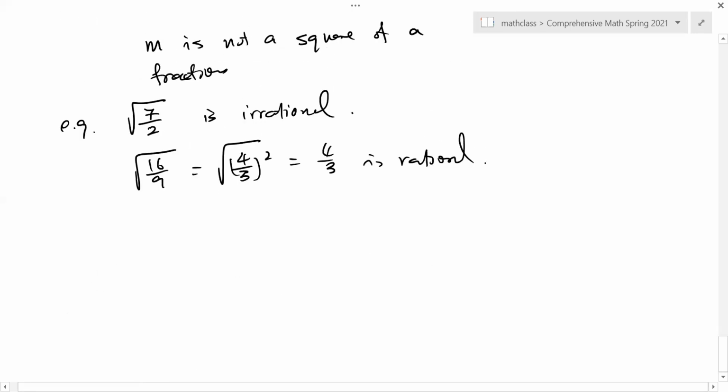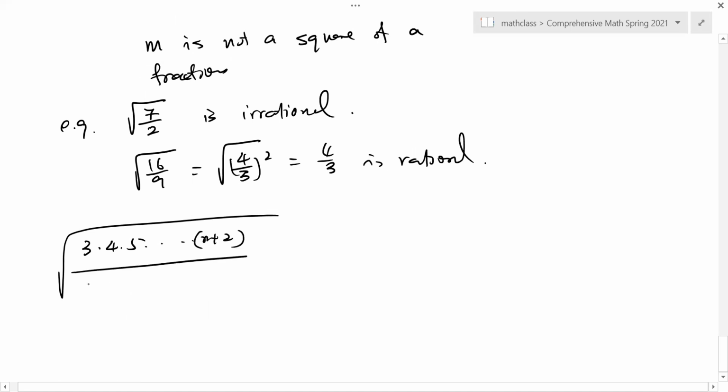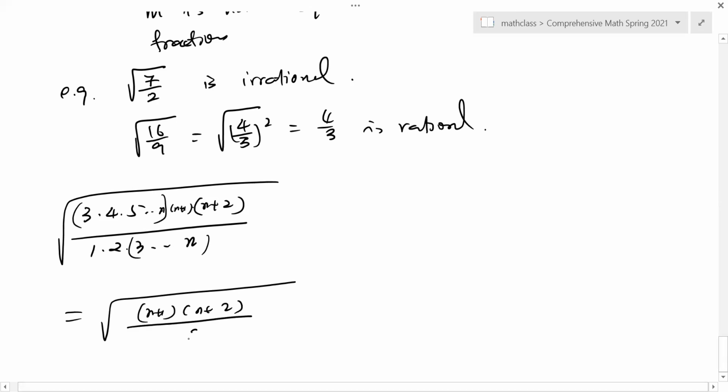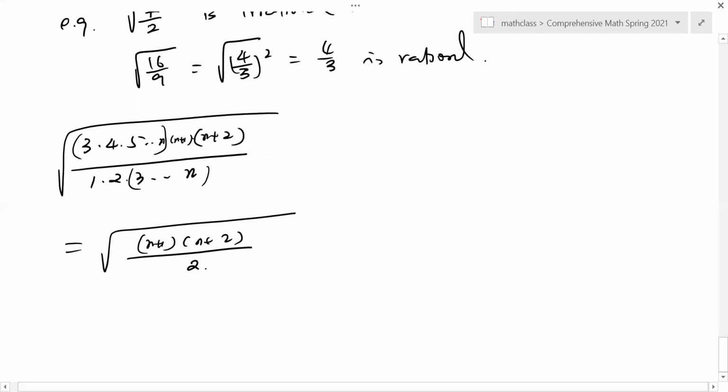Let's take a look at this. You have to simplify. The denominator is dividing by 1, 2, 3, all the way to n. Actually, you can simplify. Remember this is n plus 1, so this part and that part cancel out. All you get is n plus 1, n plus 2, up to n, divided by 2.